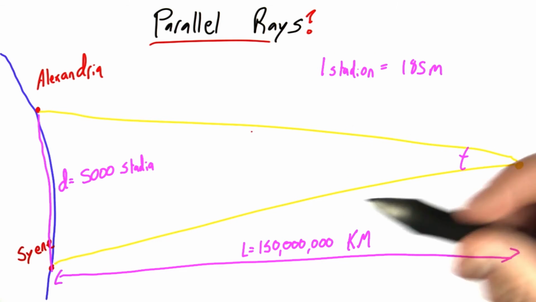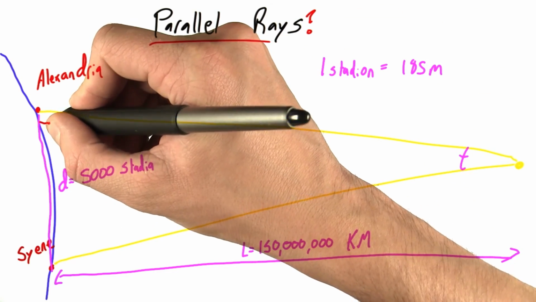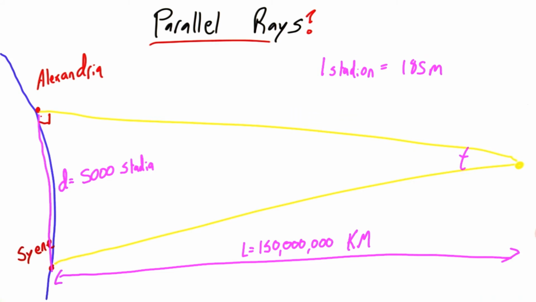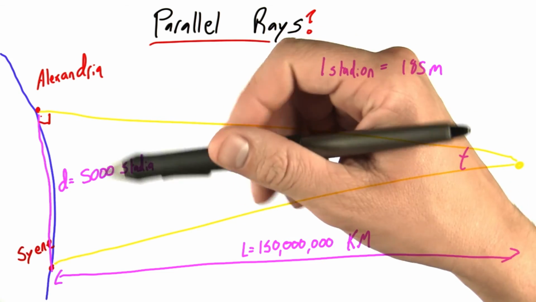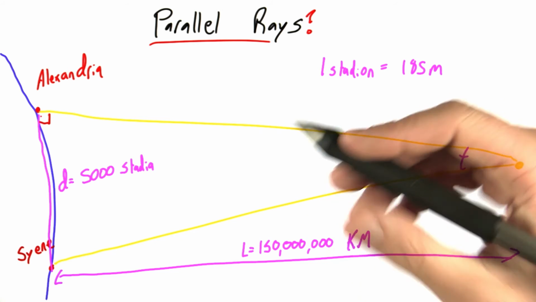So for this problem, you're going to want to assume that this is a right triangle, even though it doesn't quite look like one. If we drew this more to scale, you would see that it truly is very close to being a right triangle. And so we can still use our trigonometry.